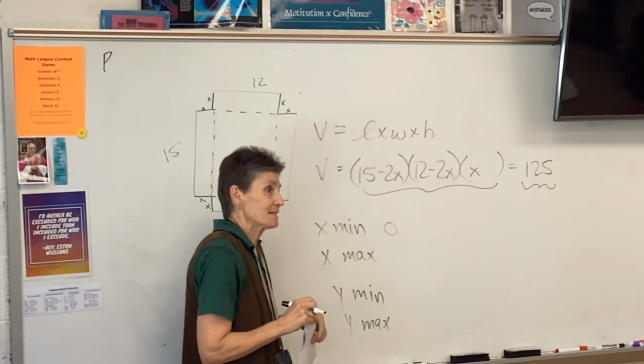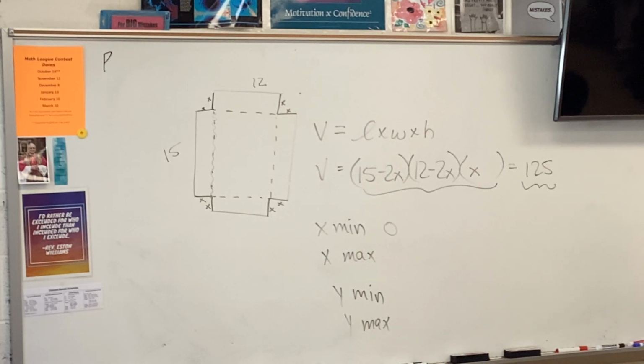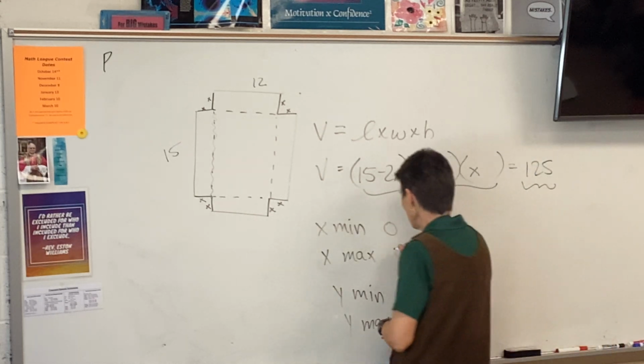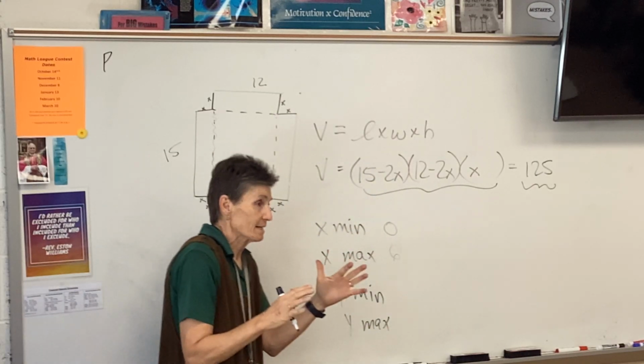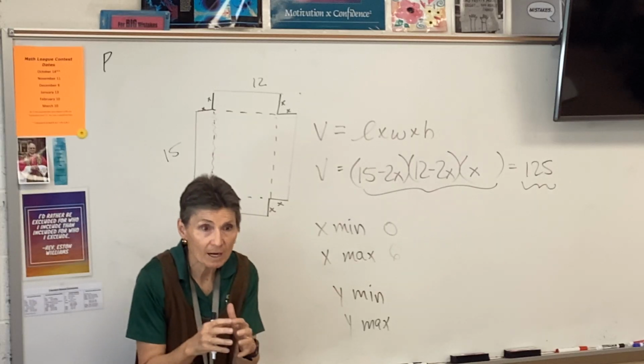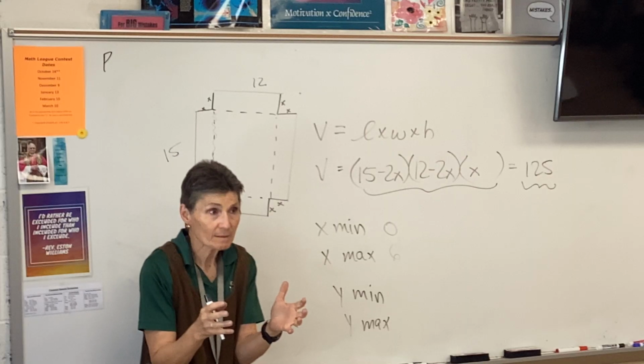Now what's the biggest X could be? Now remember, my piece of paper is 12 units across. I am gonna rip a chunk from this side and from this side. So can I take off 10 from each side? No. 6. The biggest I could possibly take off is 6. So X max is 6. Why 6? Because it's half of 12. You can't take more than half, right?